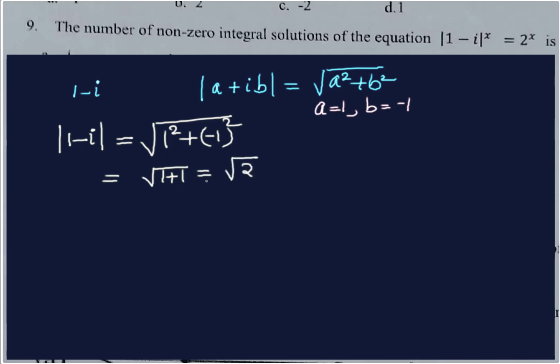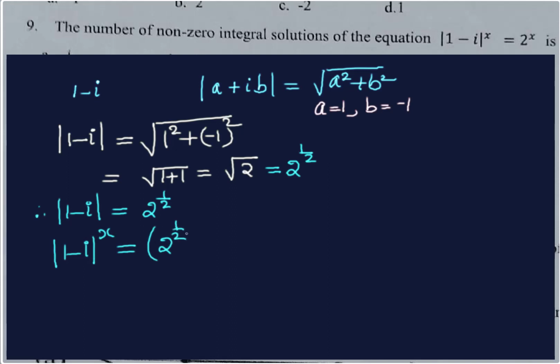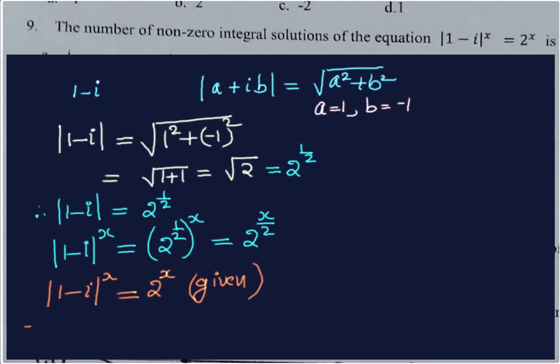Square root of 2 may be written in the exponential form as 2 raised to 1 by 2. So modulus of 1 minus i is equal to 2 raised to 1 by 2. Therefore, modulus of 1 minus i whole raised to x is equal to 2 raised to 1 by 2 whole raised to x. That is equal to 2 raised to x by 2 using the power rule of exponents. Now, given that modulus of 1 minus i whole raised to x is the same as 2 raised to x, this means 2 raised to x by 2 is the same as 2 raised to x.